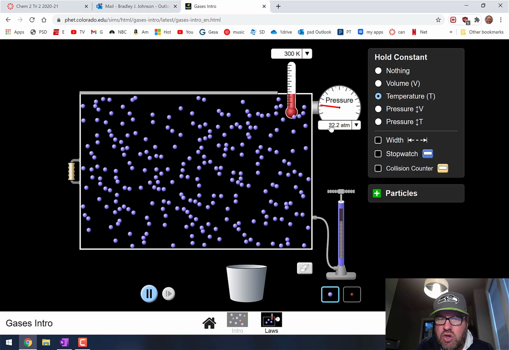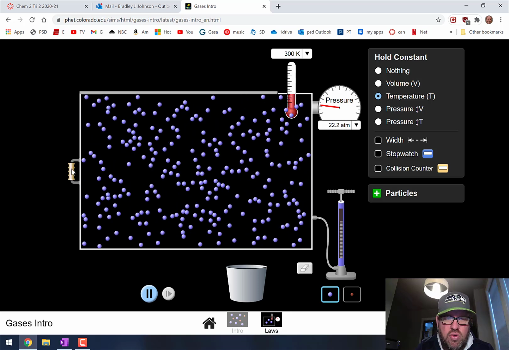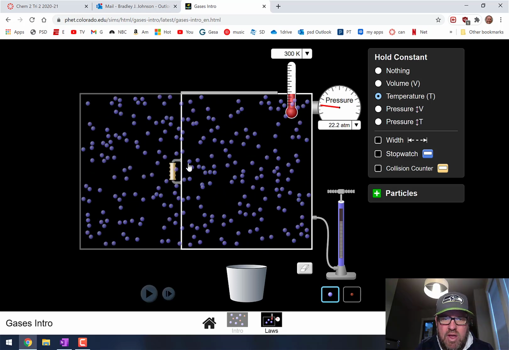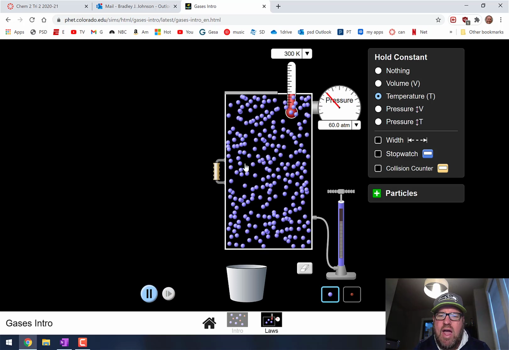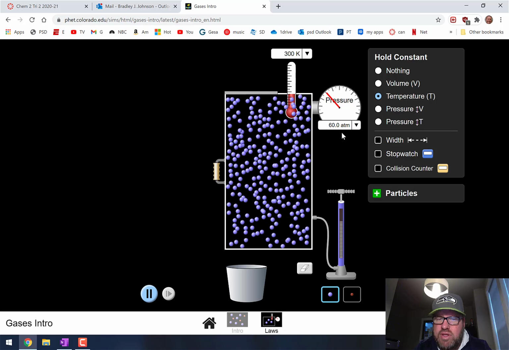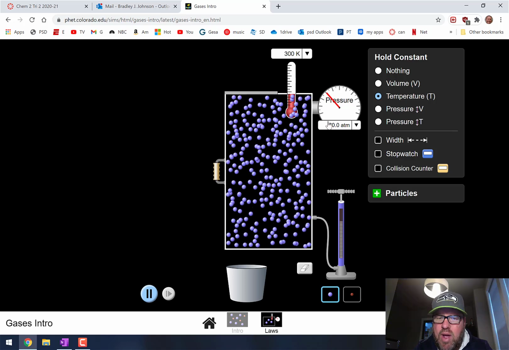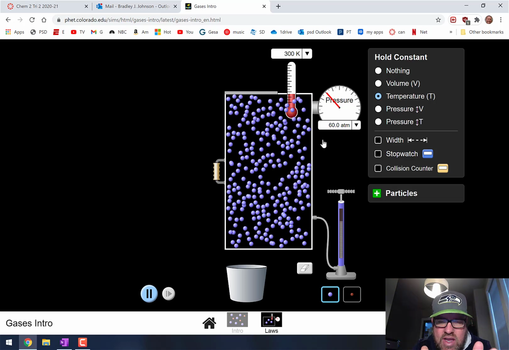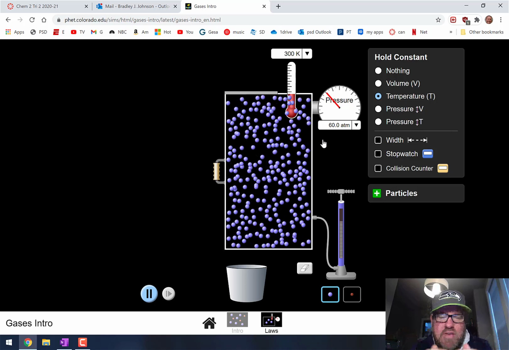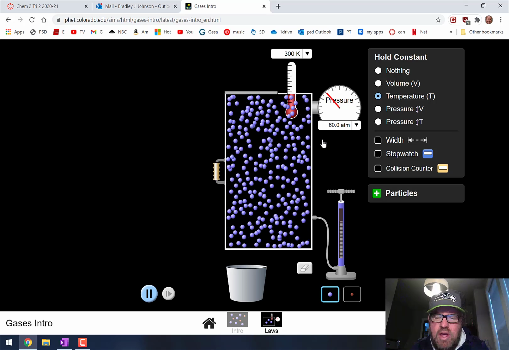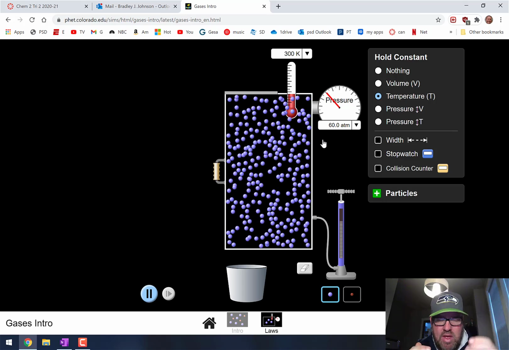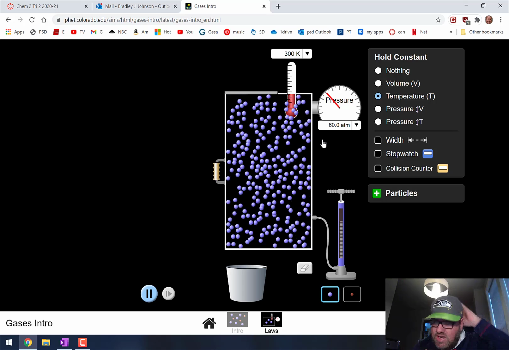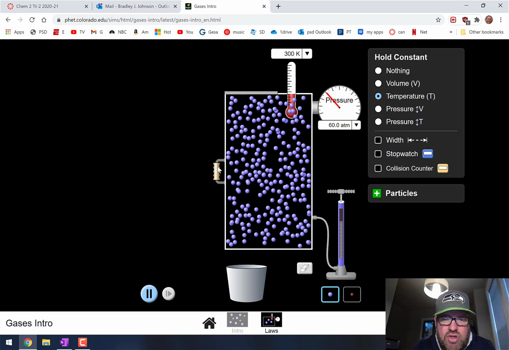Okay, and if we take that same container and now make it significantly smaller, right now my pressure is 22.2 atmospheres. Now I'm going to make it a lot smaller. So now we're making the volume go down. What's the pressure do? As you can see here, the pressure went way, way up. You can see that the gas particles have less room to move around in, so they're hitting the walls of the container more often. And the more often they hit the walls of the container, the greater that pressure is.